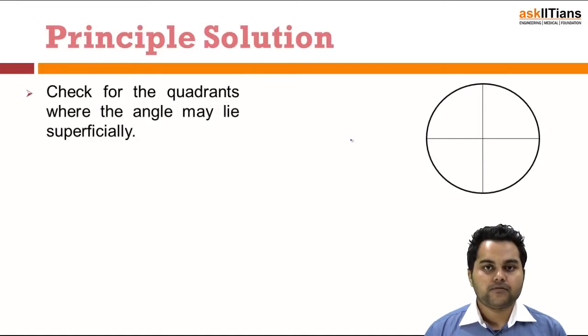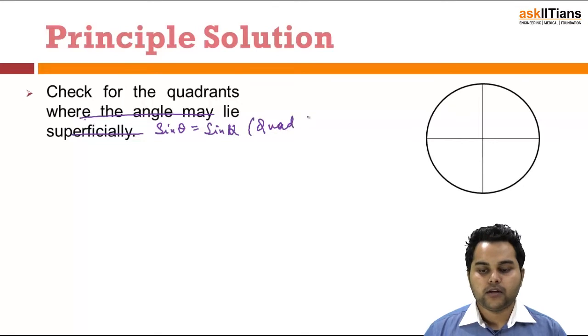So I need to have the first basic value that would lie in the first circle. And how can I do that? You need to first check for the quadrants where the angle may lie superficially. That is, if I have sine theta is equal to sine alpha, then superficially I know that the probable quadrants for the solution would be first or second.